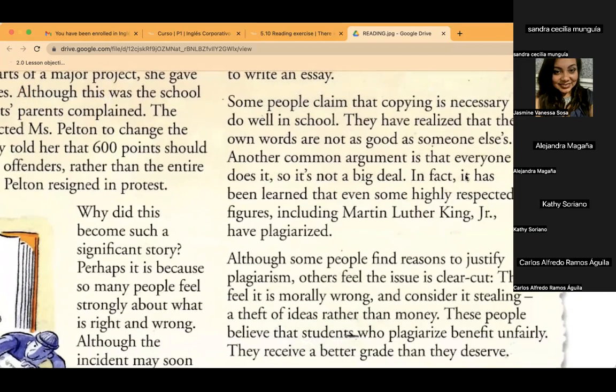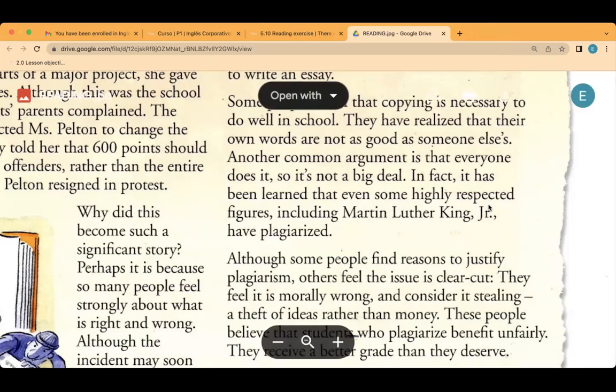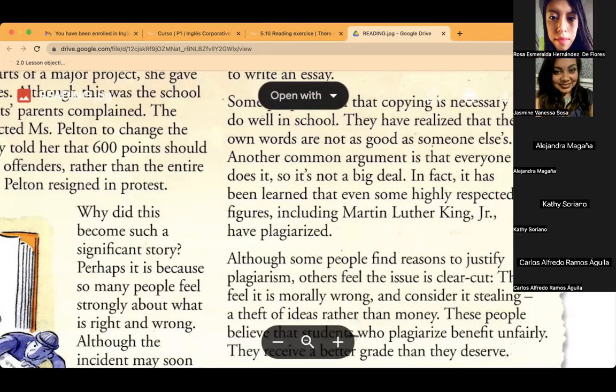Some people claim that copying is necessary to do well in school. They say that their own work is not as good as someone else's. Another common argument is that everyone does it, so it's not a big deal. In fact, it has been learned that even some highly respected figures, including Martin Luther King Jr., have plagiarized. Okay, thank you. Pronunciation: respected, and plagiarized. Thank you. Jasmine, read the next one.